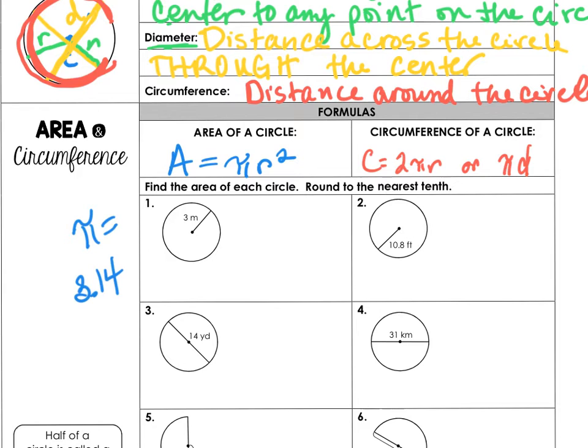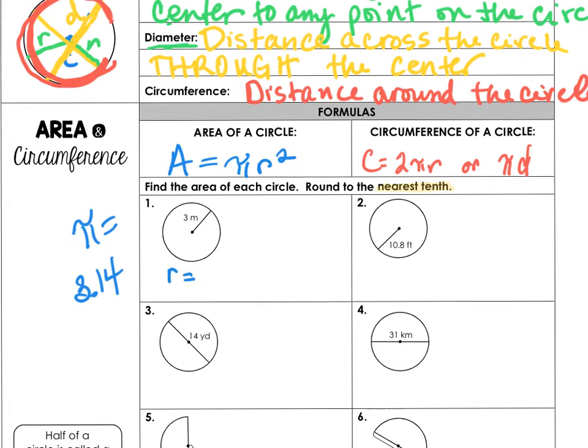Anyway, okay, let's find the area of each circle, and you can see it says round to the nearest tenth. So that is what we are going to do, because we are rule followers. First thing I want you to do is identify right here: do I have the circumference, or do I have diameter, or do I have radius? You have to decide that first. I want you to write that.